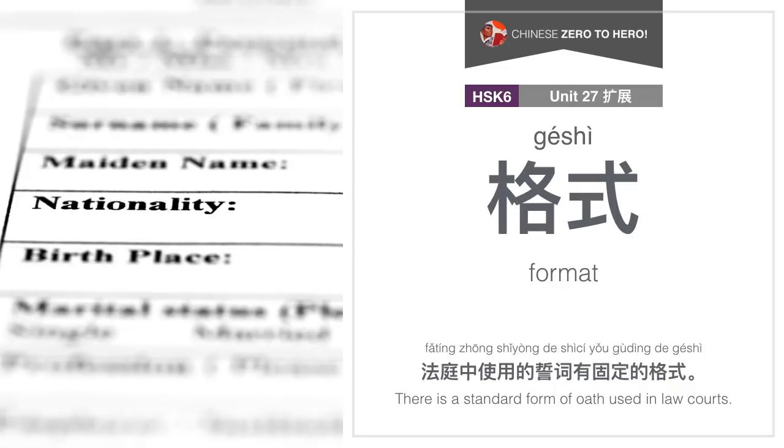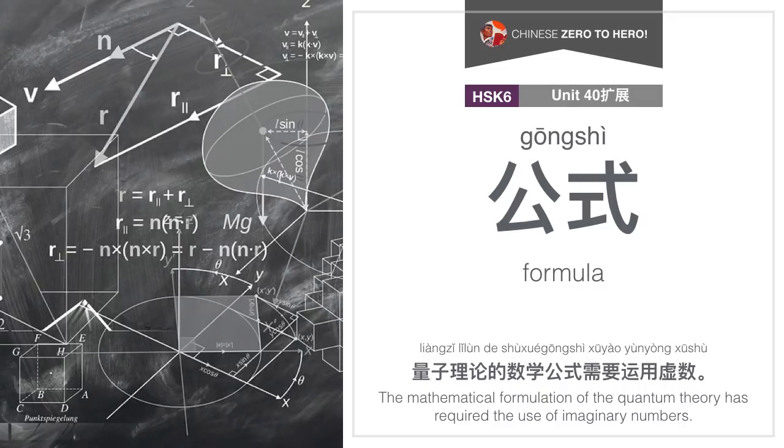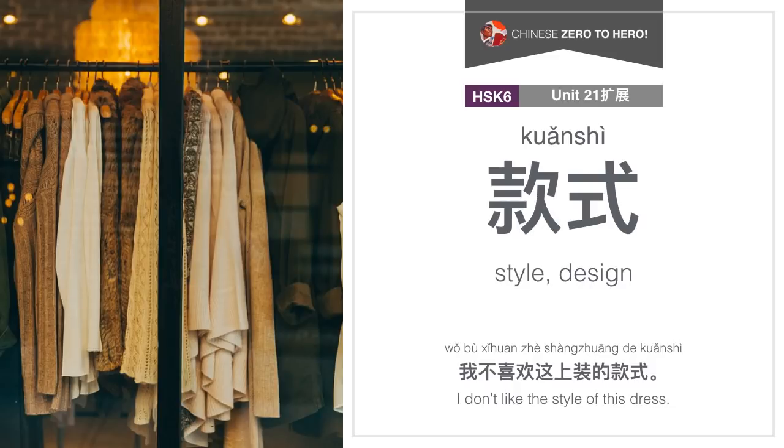In HSK 6, we learn the word 格式, meaning format. 法庭中使用的誓词有固定的格式。There's a standard form of oath used in law courts. And in HSK 6, we also learn the word 公式, meaning formula. 量子理论的数学公式需要运用虚数。The mathematical formulation of the quantum theory has required the use of imaginary numbers. And in HSK 6, we also learn the word 款式, meaning a style or a design. 我不喜欢这上装的款式。I don't like the style of this dress.